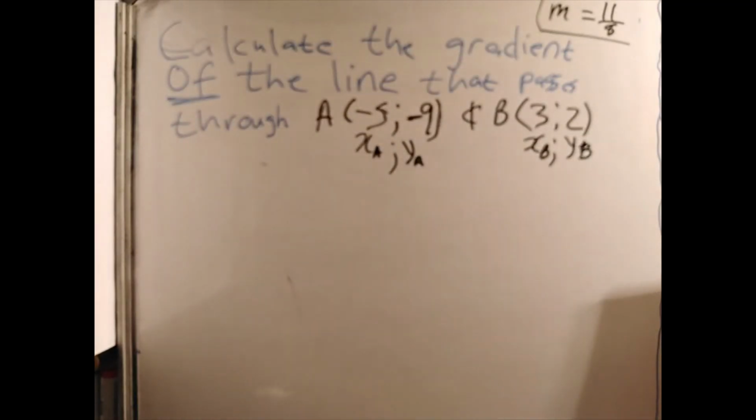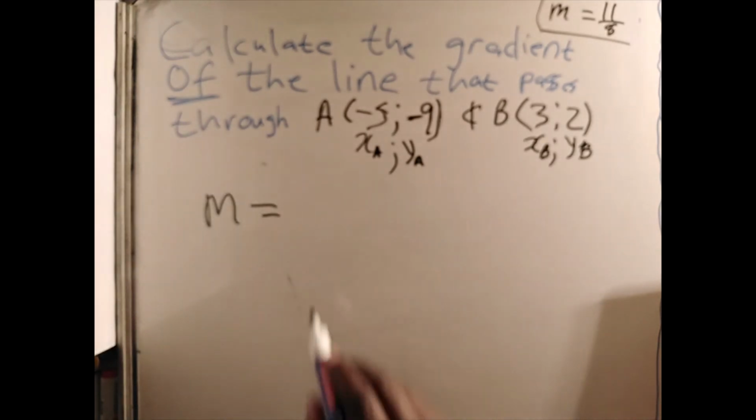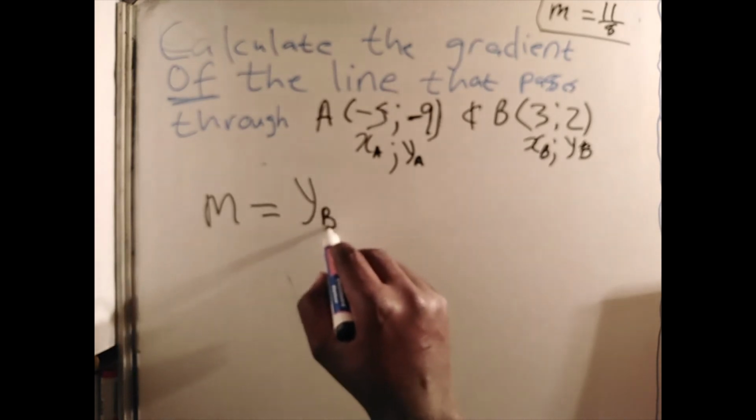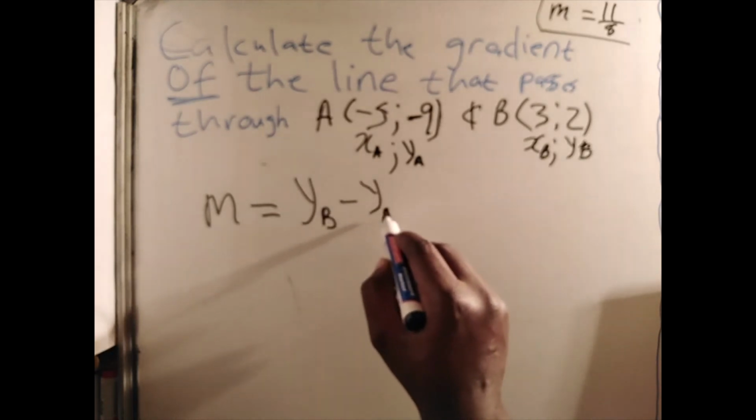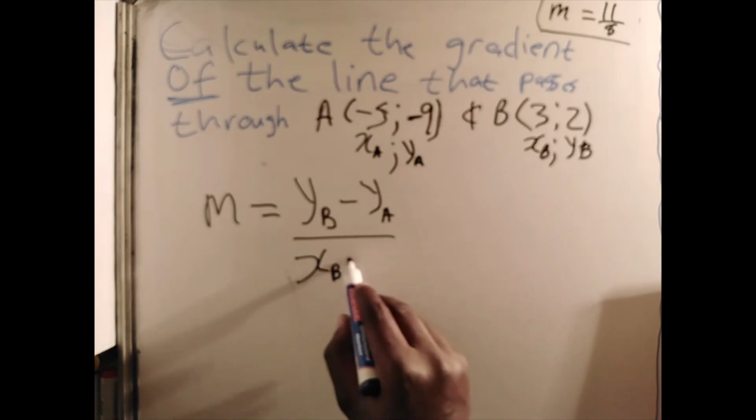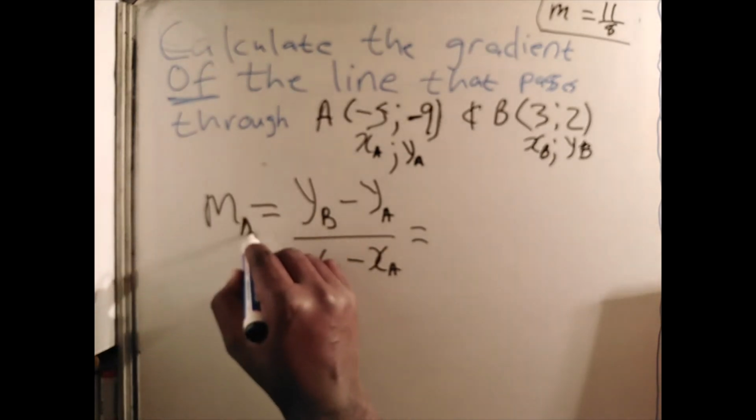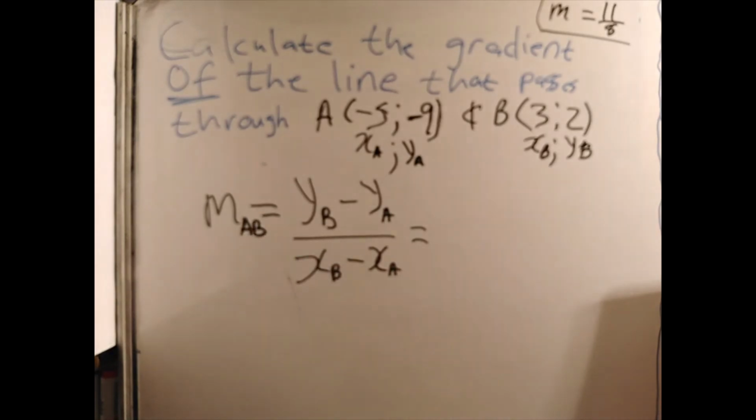And then instead of having y2 minus y1, you will have something else. You'll have m, which will be equal to yB minus yA divided by xB minus xA. All right. So when you finish here, you will then have a formula like this. This is the formula of the gradient of AB.